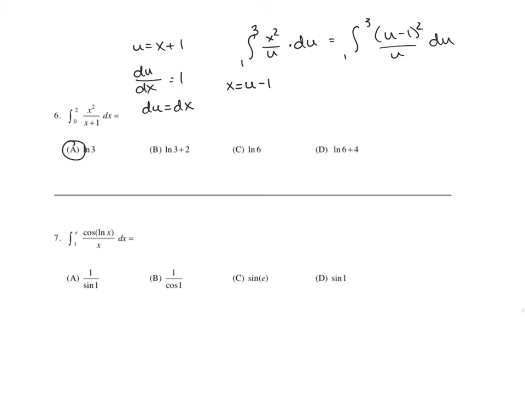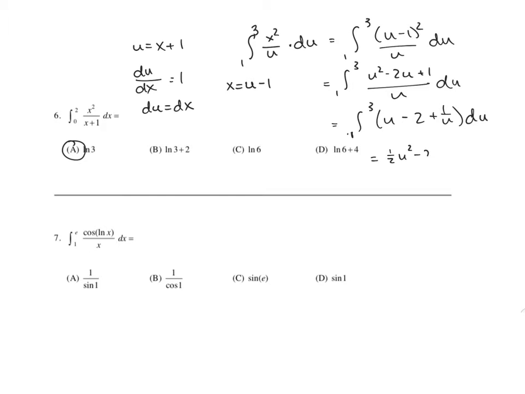we have this expression, which we're going to have to simplify. So this one needs a lot of simplification. U squared minus 2u plus 1 all over u. And we want to reduce that fraction. U squared over u is u, minus 2, plus 1 over u, du. Oops, that's supposed to be a 1. So our antiderivative is going to be 1/2 u squared minus 2u plus ln u.